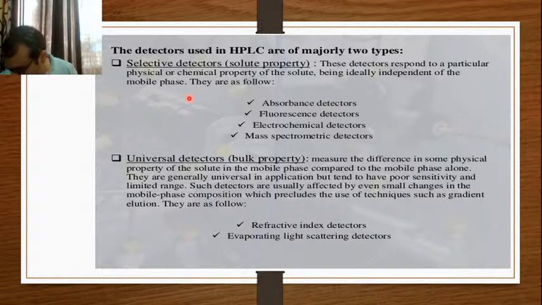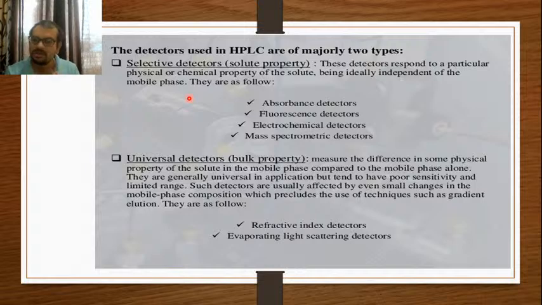Okay, so Radhika says single photon detected without being destroyed. Good. So selective property detectors or solute property detectors or selective detectors. Selective, as the word itself suggests, they may have a single physical and chemical property. Okay, the first criterion. The second criterion is being ideally independent of the mobile phase. No doubt these detectors are specifically characterized as independent of the mobile phase.